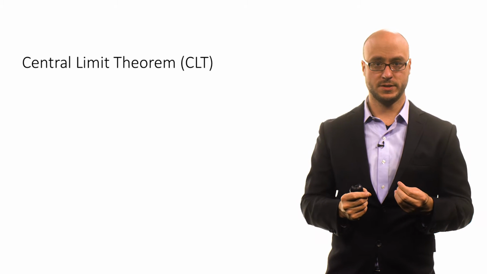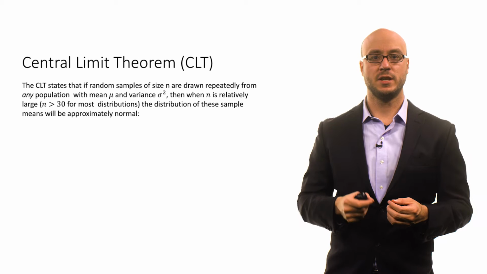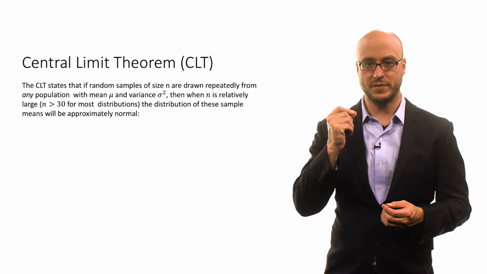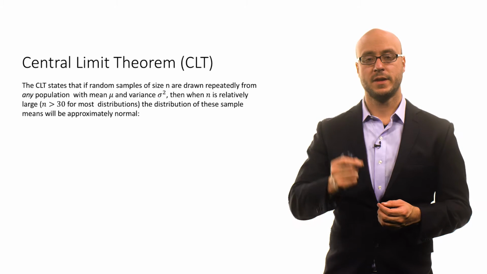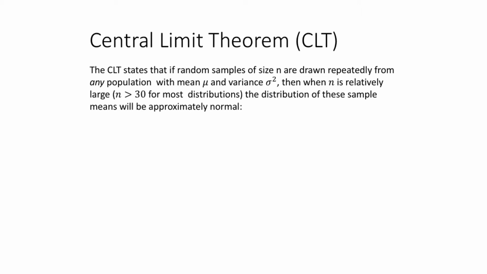We are now ready to review combining these ideas into a fundamental concept for statistical inference. This is the central limit theorem. The central limit theorem combines what we know about the standard normal distribution model, the normal coverage rule, and sampling theory. The central limit theorem states that if random samples of size n are drawn repeatedly from any population which has a mean mu and a variance sigma squared, then when the sample size is relatively large, approximately greater than 30 for most distributions, the distribution of these sample means will be approximately normal.